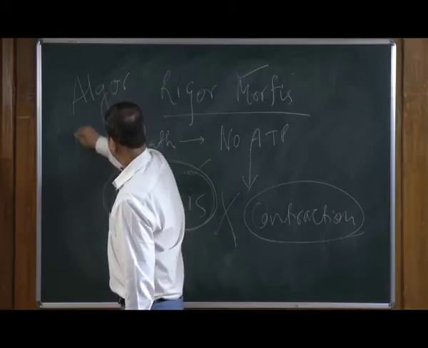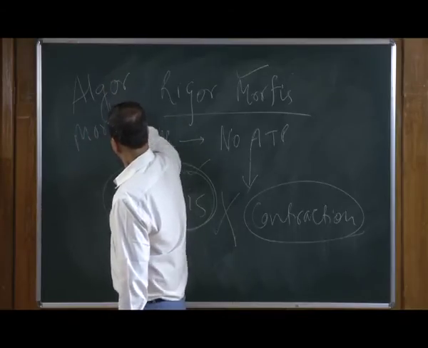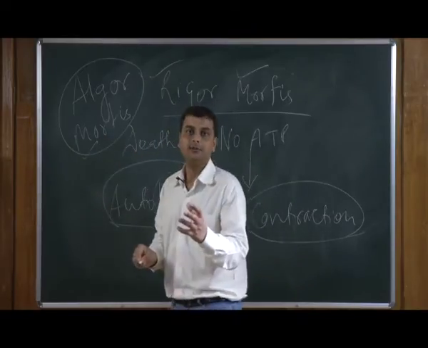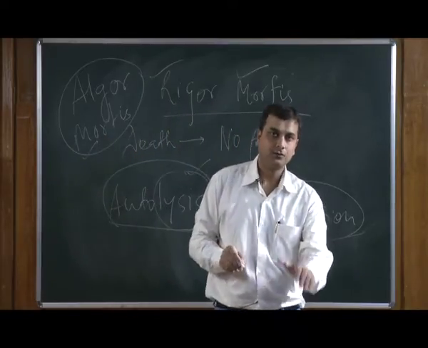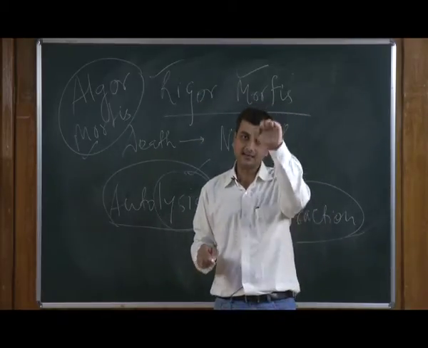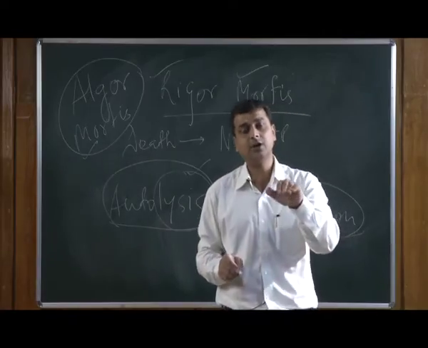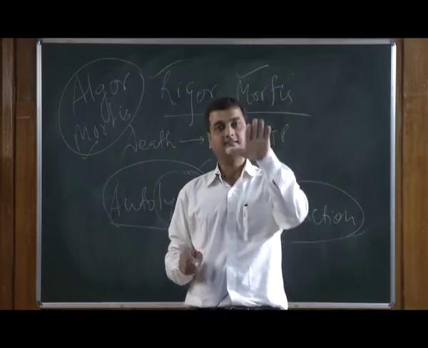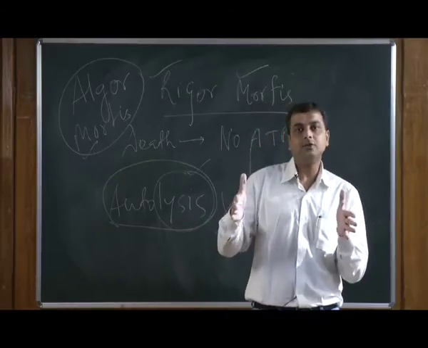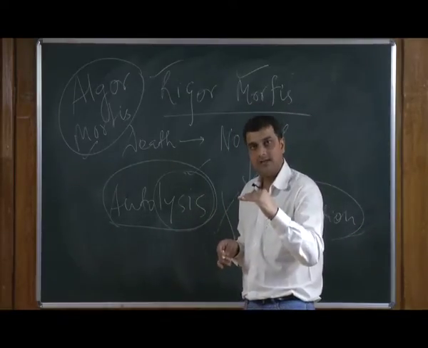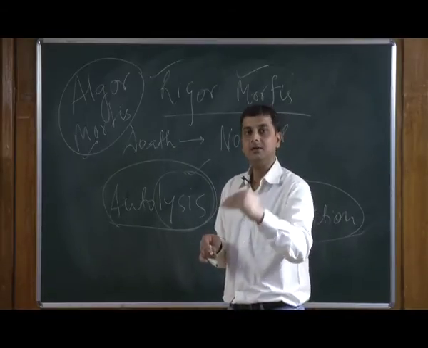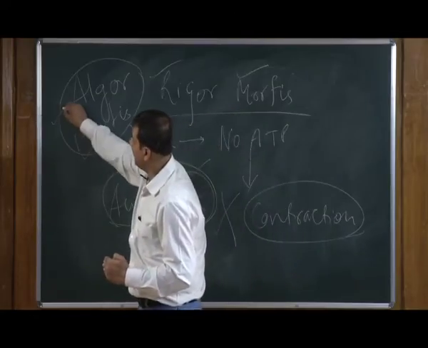Algor mortis. This is not to be confused with rigor mortis. This is simply cooling of the body immediately after death. So the body temperature is suddenly coming down, and this coming down of the body temperature is because of the subsiding of the physiological condition, complete stoppage of the physiological condition. The whole body temperature is coming down. This downward temperature immediately after death is called algor mortis.